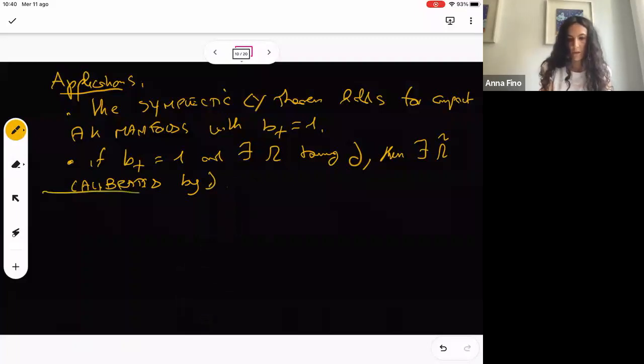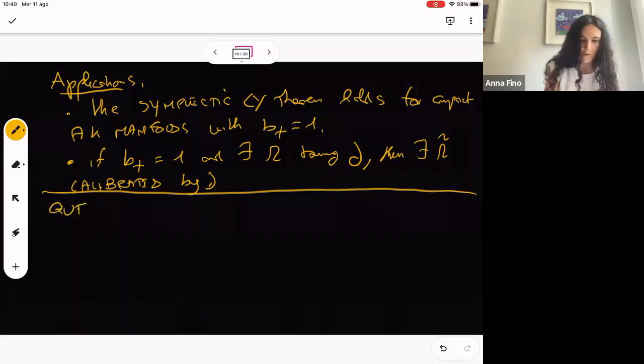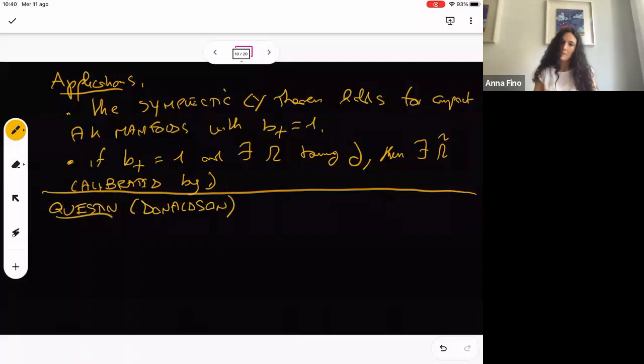Okay, so this in fact is related to a more general question by Donaldson. One can forget about b plus equal to 1 and just ask the question: if you have a compact symplectic manifold in dimension 4 and you have an almost complex structure J, does there exist a symplectic form calibrated by J? And so the question is the following.